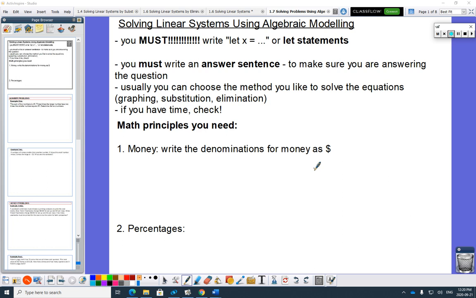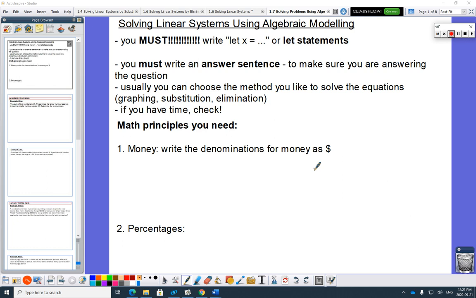And then of course you need to have an answer statement, and sometimes the word problem will be really specific, so you'll have to make sure that you answer the question, okay? And that's the same for the unit after next. You have to really make sure you interpret what your x and y values mean. Okay, so if you forget how money works, and I know that seems like a weird thing to say, but you would be surprised.